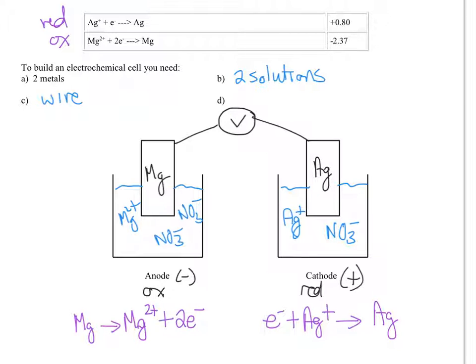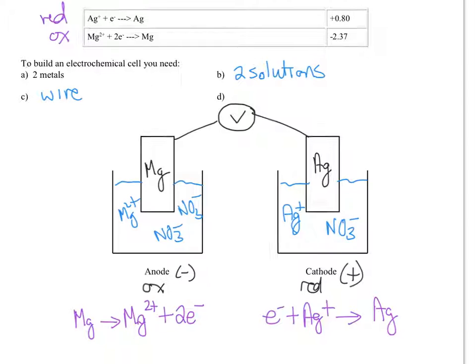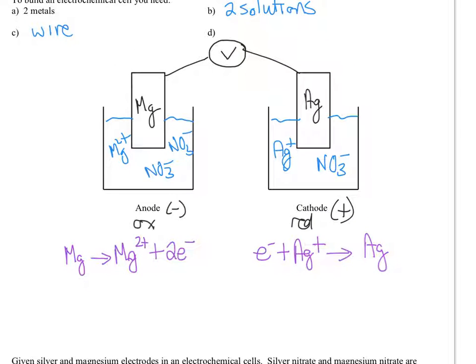Let's also write the potentials here. And so the potential for this one from the table, E, was 0.80 volts. For this one, the potential was negative 2.37, but that's for reduction. If we flip the equation, we also flip the potential, so it becomes positive 2.37 volts.